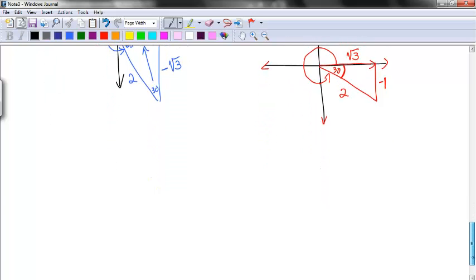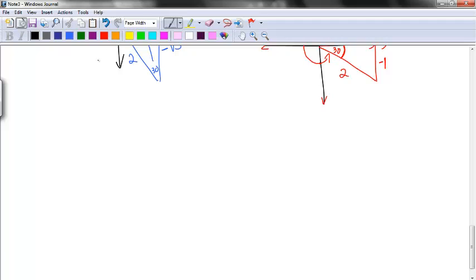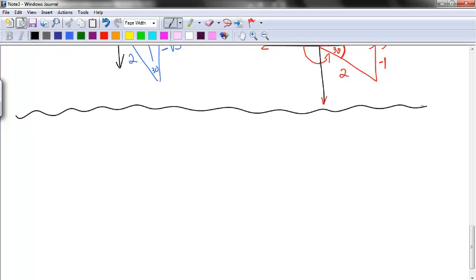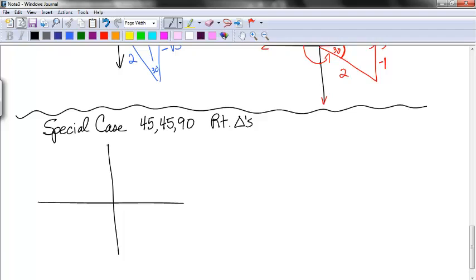Okay, the 45, 45, 90s. Draw another little separator. Okay, and this is still special cases of 45, 45, 90. And you did these in geometry also. 45, 45, 90 right triangles. The only difference in trig is we're putting them on a coordinate plane. In geometry, you just had the triangles separate.